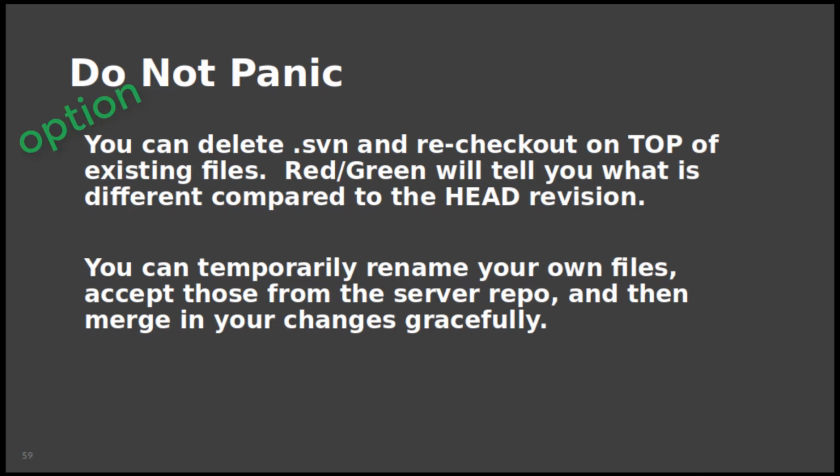The first thing to be aware of when you have some annoying dialogue that refuses to solve itself is that you can always exit Tortoise SVN and delete the hidden .svn folder. Then recheck out on top of your existing files. All that will happen is that Tortoise SVN will review every file and mark it green or red, depending on whether it already matches the head revision. You can then revert or commit file by file.